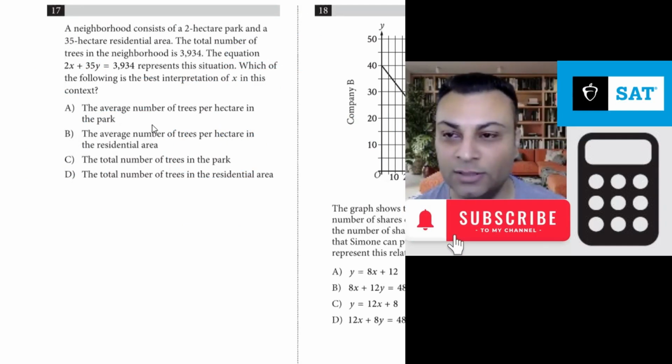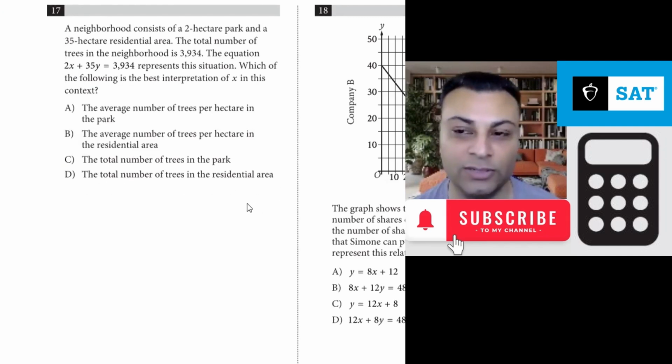Okay, question 17. A neighborhood consists of a 2-hectare park and a 35-hectare residential area. The total number of trees in the neighborhood is 3,934. The equation 2x plus 35y equals 3,934 represents this situation. Which of the following is the best interpretation of x in this context? This x over here. Okay, now the choices are the average number of trees per hectare in the park, the average number of trees per hectare in the residential area, so the only difference is park versus residential area, the total number of trees in the park, and total number of trees in the residential area.